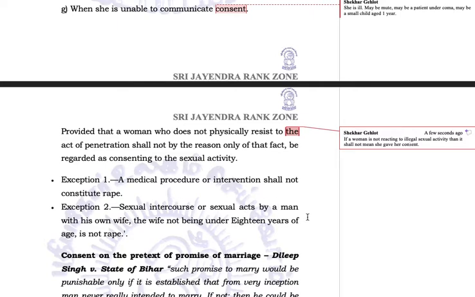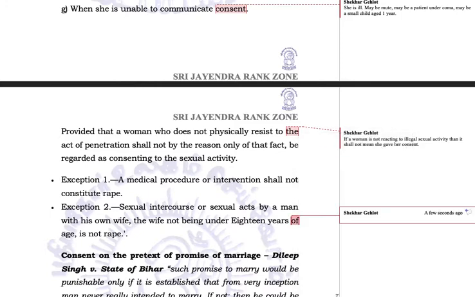Sexual intercourse or sexual acts by a man with his own wife, the wife not being under 18 years of age, is not rape. If you are married and your wife is above 18, it shall not be rape. But if wife is below 18, it shall be rape. If you are married, your wife is below 18 and you are entering into sexual conduct with her, it will be rape. If she is above 18, then it won't be a rape.